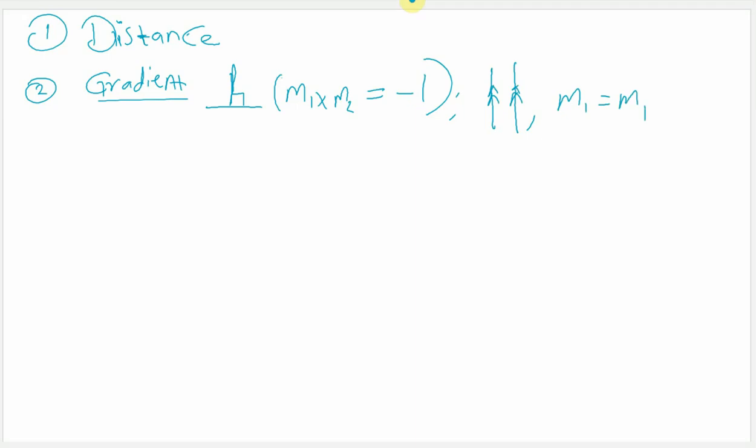You might see that in some of the questions where they will tell you that if 2 lines are parallel, what is the gradient of the other line? If you know the gradient of one line, then you can know that the gradient of the other line will be the same as that one, since these 2 lines are parallel.